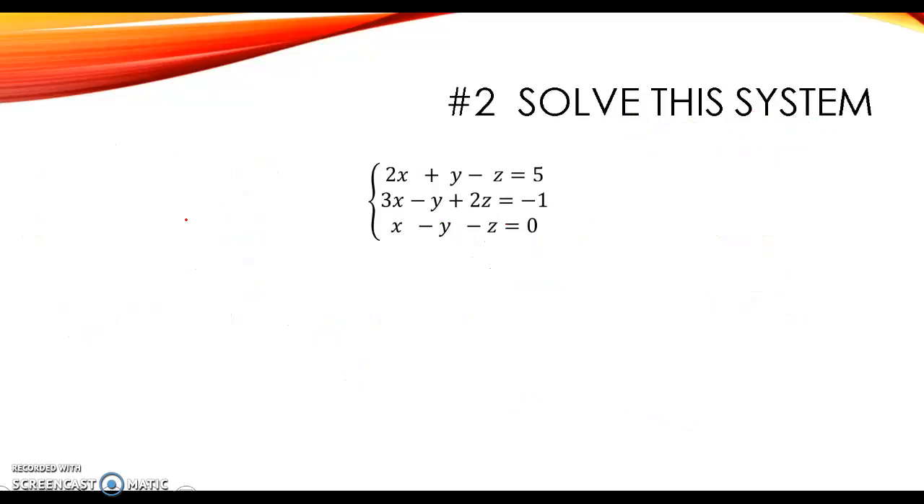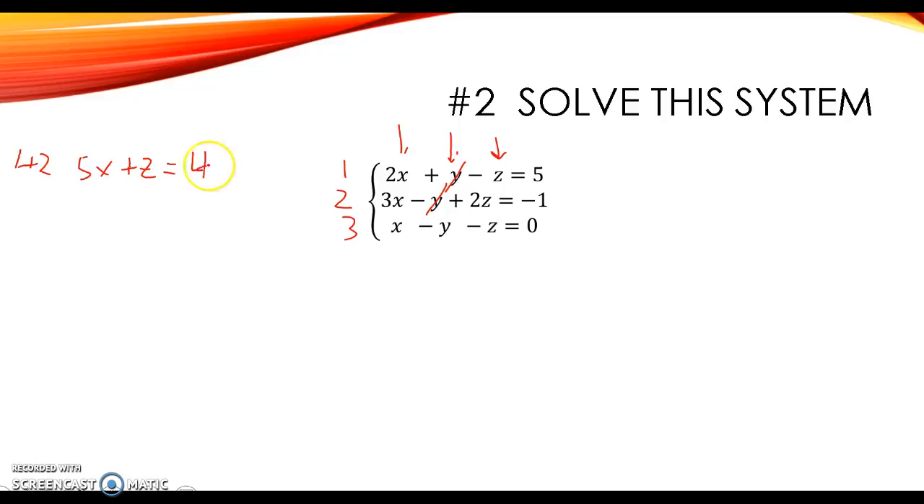Let's try this with a different system. Again, one of the things we're going to try to do is eliminate the same variable twice. I want to look at this and see, is it going to be easiest to eliminate the x's, the y's, or the z's? It looks to me like the y's are going to be the easiest to eliminate. If I call these equations 1, 2, and 3, I could just add 1 plus 2 together, and I will eliminate the y's. So I will have 2x plus 3x is 5x. Y plus negative y is nothing, they're eliminated. Negative z plus 2z is plus z. And 5 and negative 1 is 4.